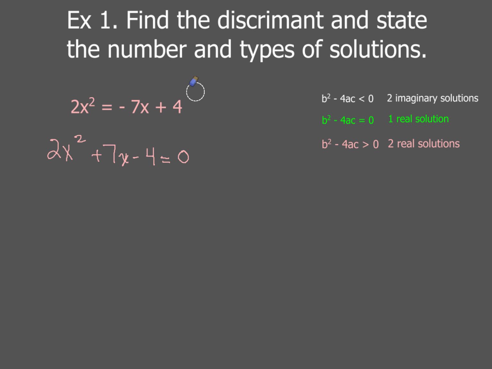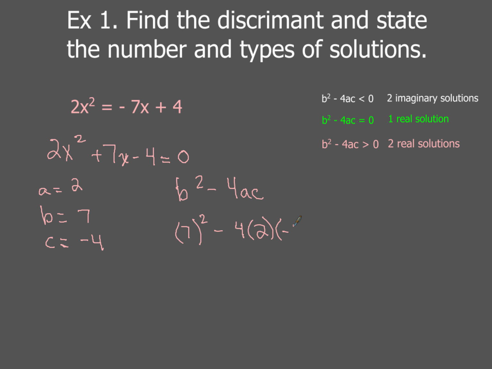So now that we have our equation in standard form, we can identify the values for a, b, and c. a is going to be 2, b is going to be 7, and c is going to be negative 4. So now that we know the values of a, b, and c, we're going to plug them into the formula b squared minus 4ac and compare that to 0. So the b is 7, so we'll plug 7 in for b and we'll square that minus 4, and then the a value is 2, and the c value is negative 4.